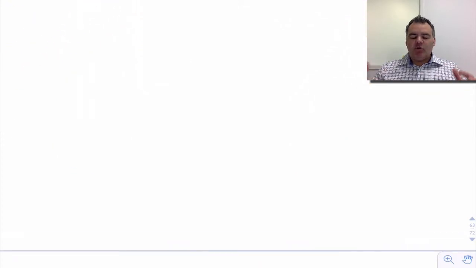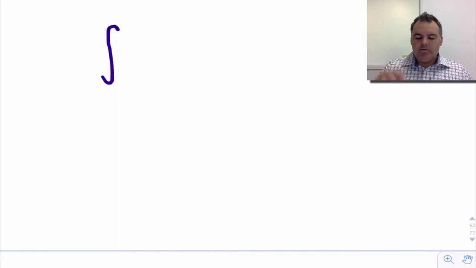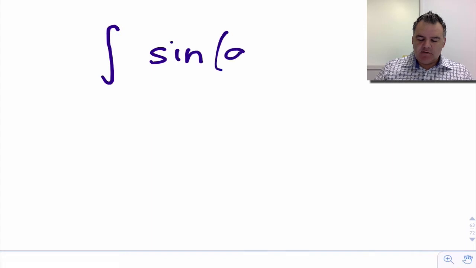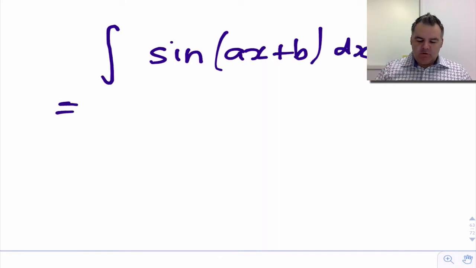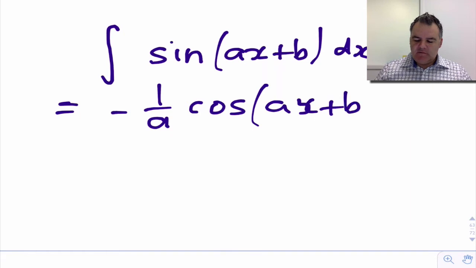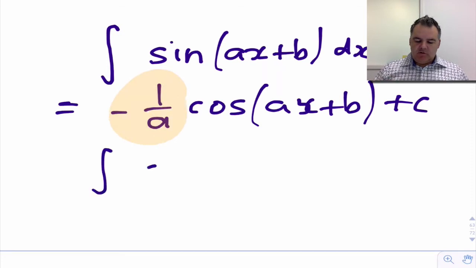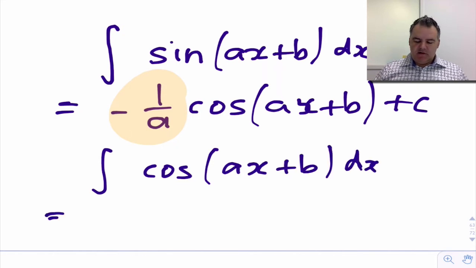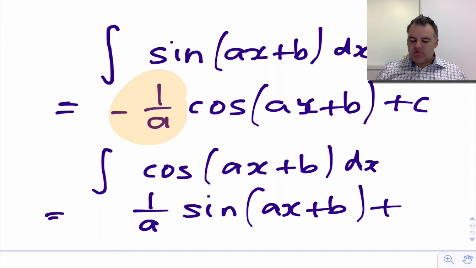So let me write a general rule here. If you're doing the integral of a trig function, let's say sine of ax plus b, so that ax plus b could be any linear function, the answer will be negative 1 over a cos of ax plus b plus c. And there's the reverse chain rule right there. If you're doing the integral of cos of ax plus b, you've probably got this one, you're going to have 1 over a sine of ax plus b. So there are some general rules for doing the integral of these basic trig functions.